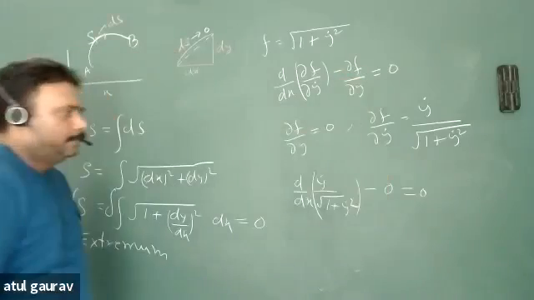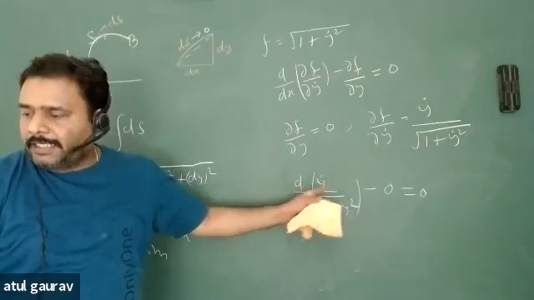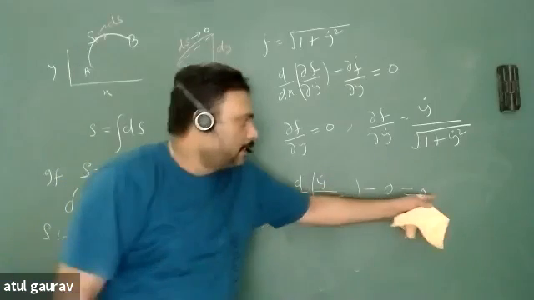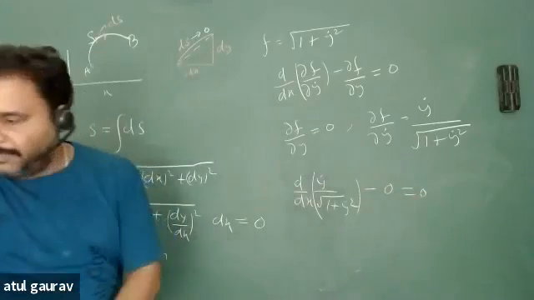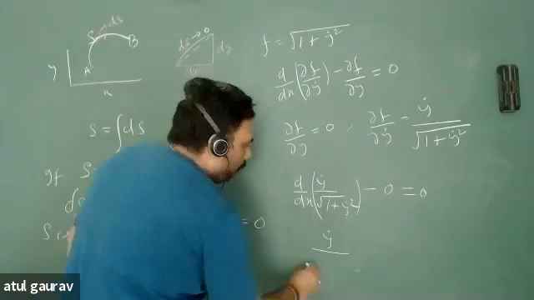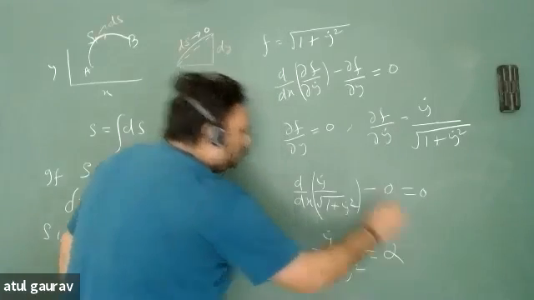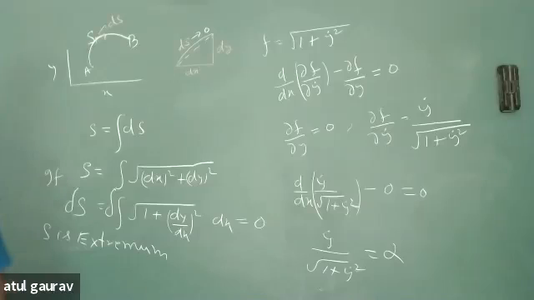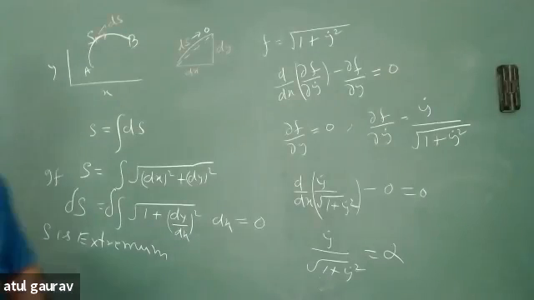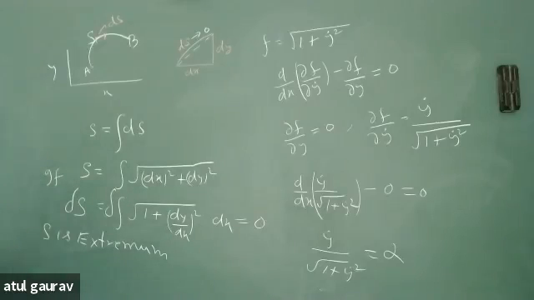The 0 is for this. What is the meaning of that? The meaning is that this must be constant, because on the right hand side we have 0. Then we can easily say this y dot upon root under 1 plus y dot square is equal to, let's say, some alpha. This must be constant, because only a constant has a differentiation that is 0. So we are using this particular thing.